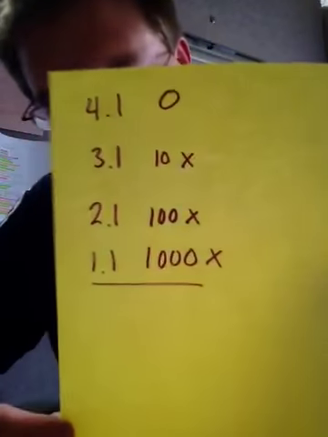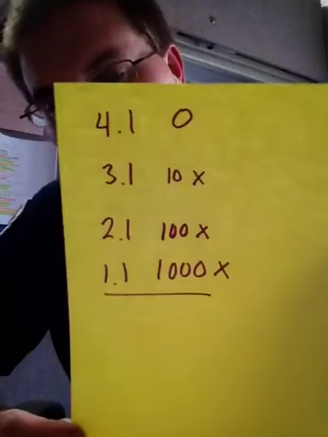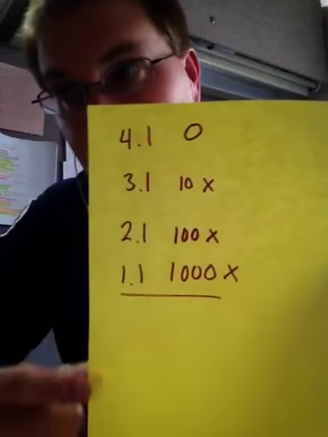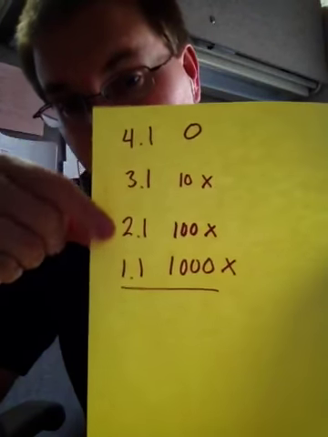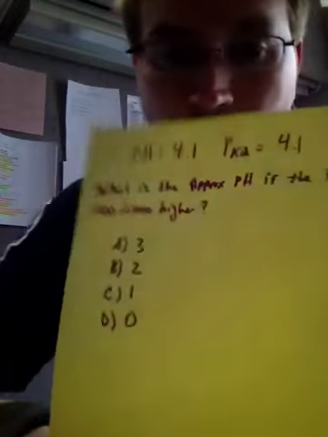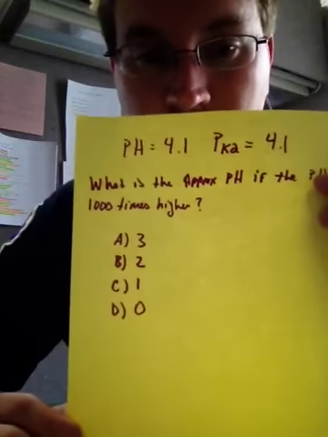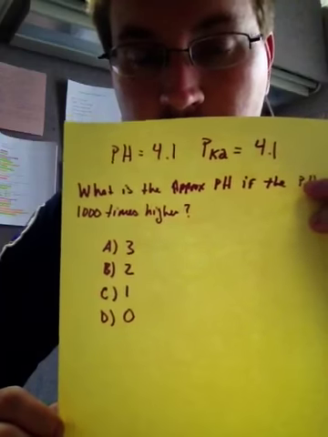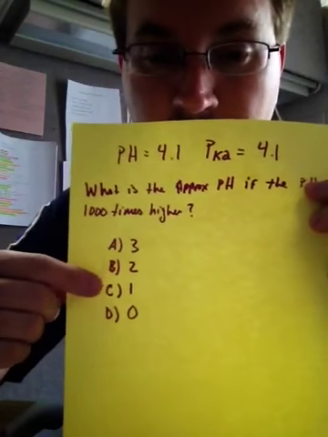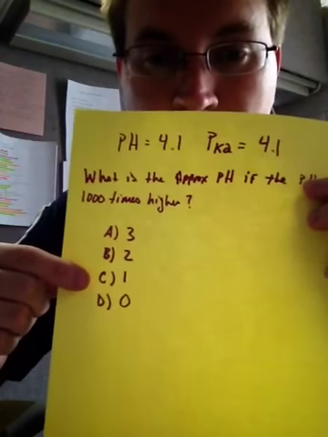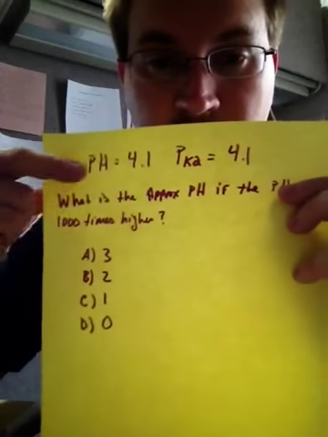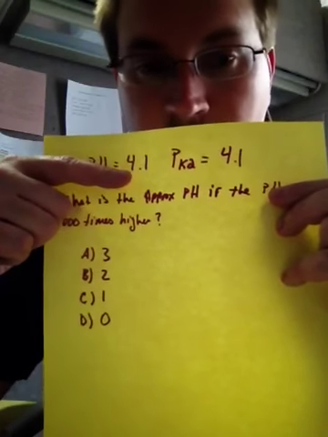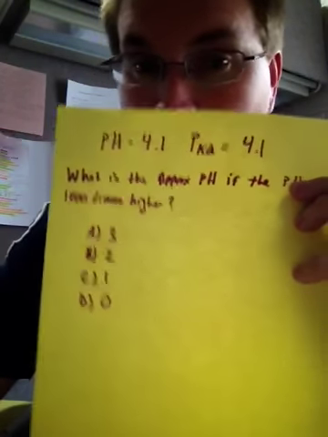No advanced math, no craziness, just simply looking at it analytically and realizing how a logarithm works. So then I go back to my question, and all I have to do is choose the answer that is the closest approximation to the answer that I derived, and that would be C here. A pH of 1 is going to be approximately 1,000 times more concentrated or higher than a pH of 4.1.